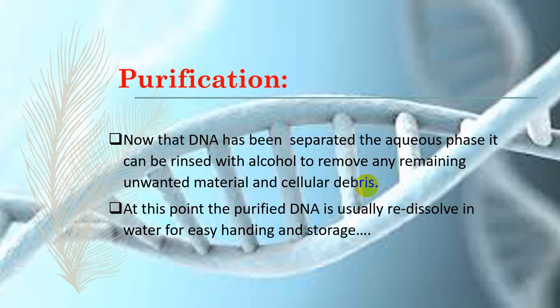Now that DNA has been separated from the aqueous phase, it can be rinsed with alcohol to remove the remaining unwanted material and cell debris. As I mentioned, in the DNA we have cell debris and other cell components as well. So what we have to do, we have to separate the DNA from the cell components. For example, the cell components are different, for example mitochondria, Golgi bodies and all that. So we have to separate the DNA from that.